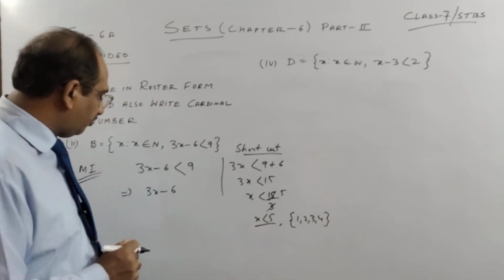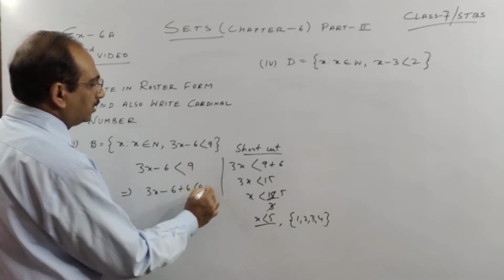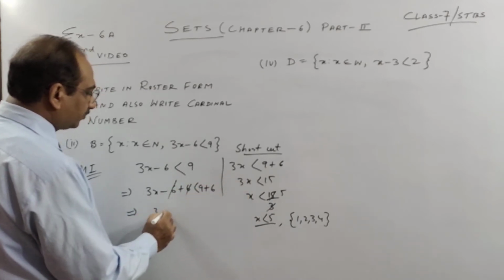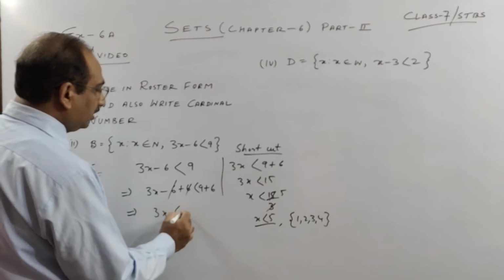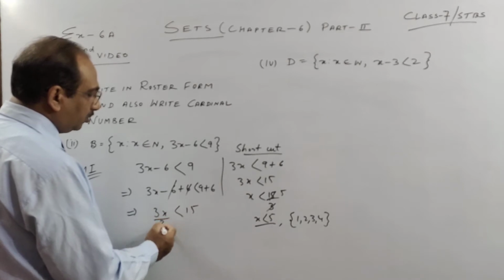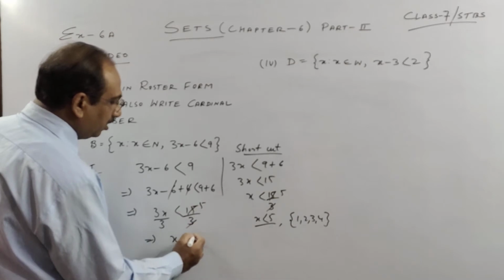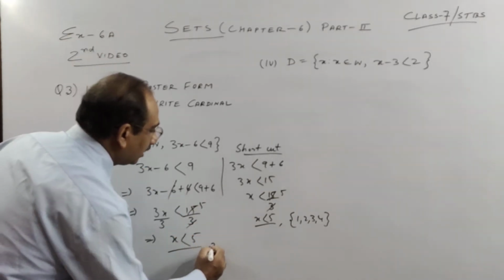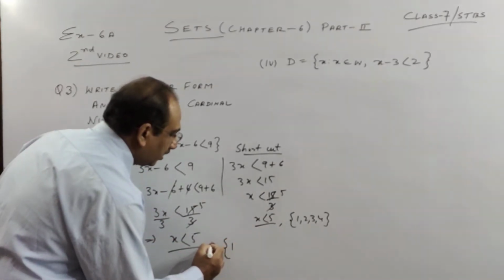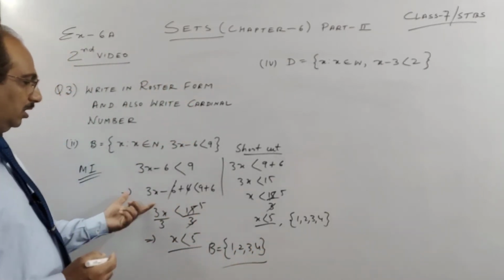Natural numbers less than 5. Let me show you. When you want to remove -6, we add +6 to both sides. This is a more logical method. This cancels, and ultimately you get the same thing, children. Now I have 3x less than 15. I have to remove 3 because I want x, so divide both sides by 3. So I get x less than 5. We get the same thing. Therefore set B, children, is natural numbers less than 5. Natural numbers start with 1, so we have 1, 2, 3 and 4. This is the inequation method.